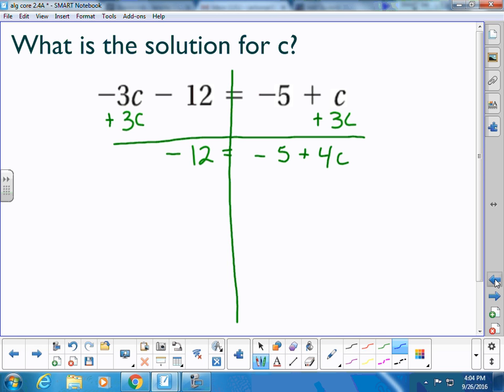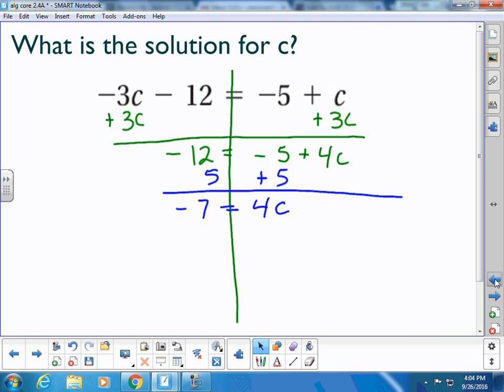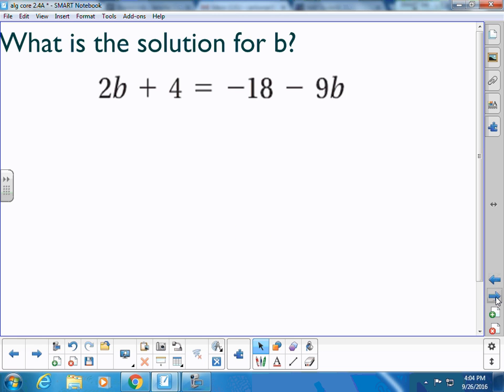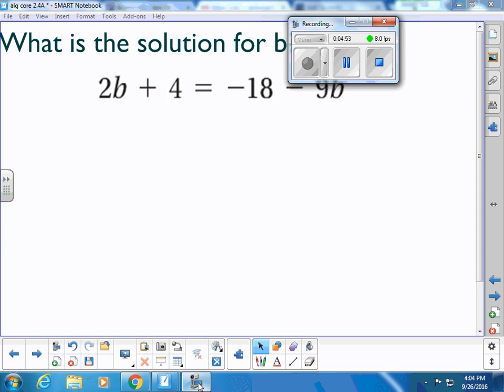And undo minus 5, so I'm going to add 5. And this will be negative 7 equals 4c. I have to break up 4 and c by dividing. And I have negative 7 fourths equals c. You guys go ahead and do this one, and then that will be it for this section.